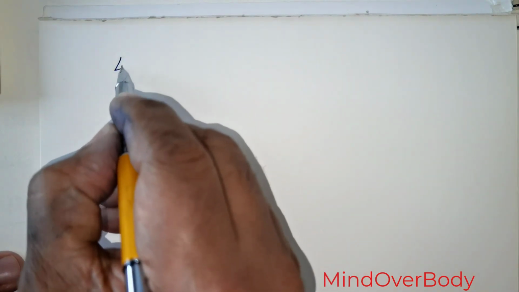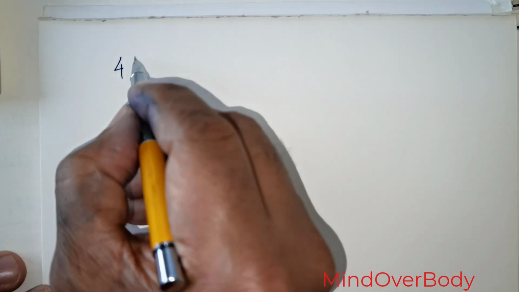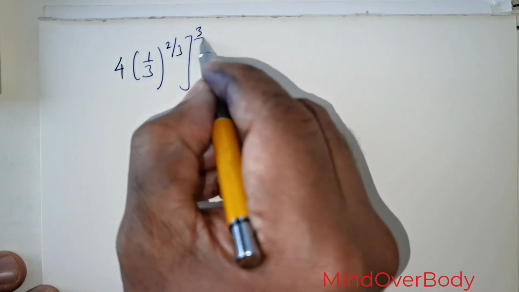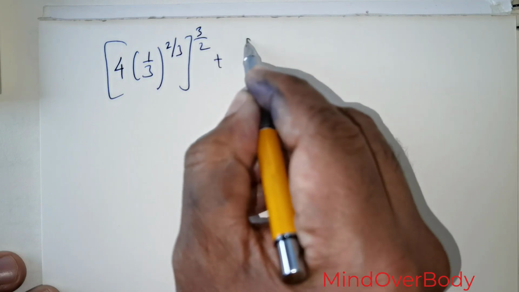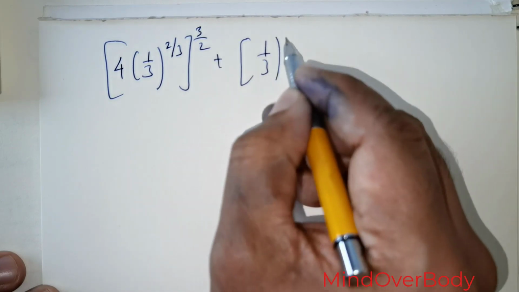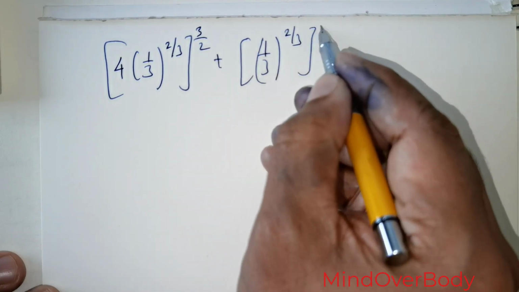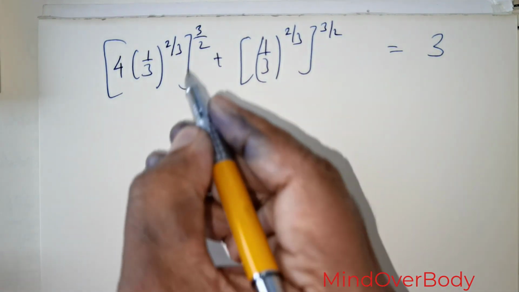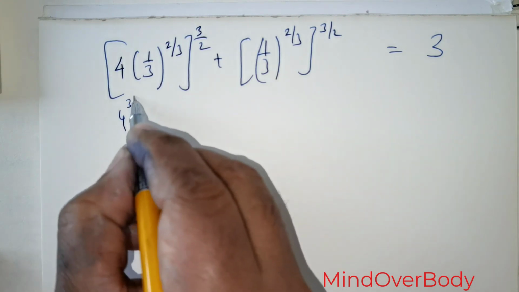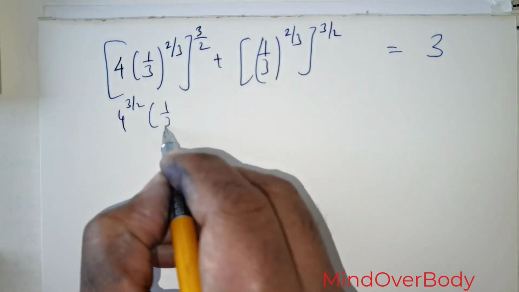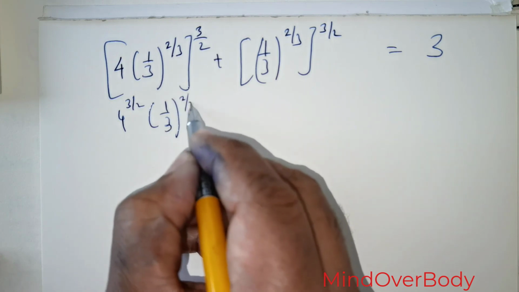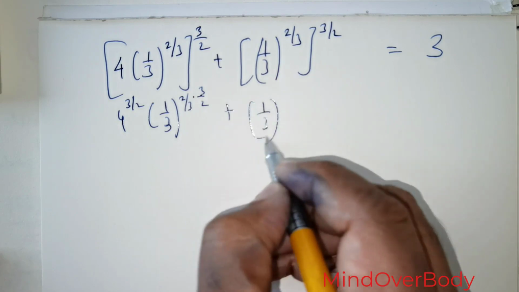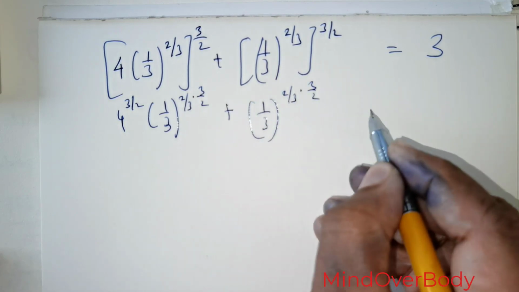So what we have got: 4 times 1 over 3 raised to the power 2 over 3. This is raised to the power of 3 over 2. Positive 1 over 3 raised to the power 2 over 3. This is raised to the power 3 over 2. So we are trying to get the right hand side. Now this is going to be 4 raised to the power 3 over 2 times 1 over 3 raised to the power 2 over 3 multiplied with 3 over 2. Positive 1 over 3 raised to the power 2 over 3 multiplied with 3 over 2.